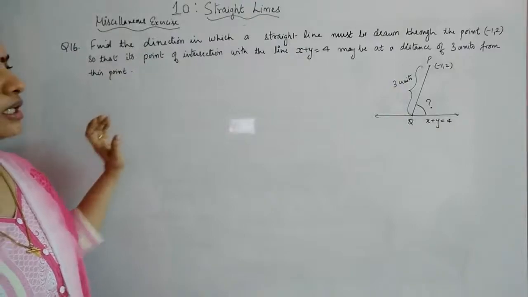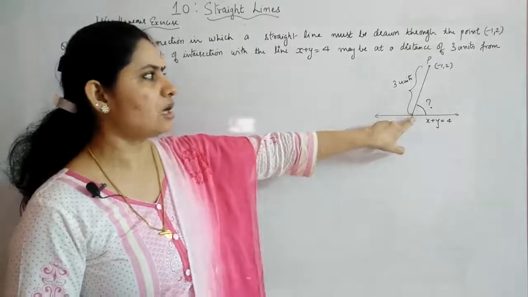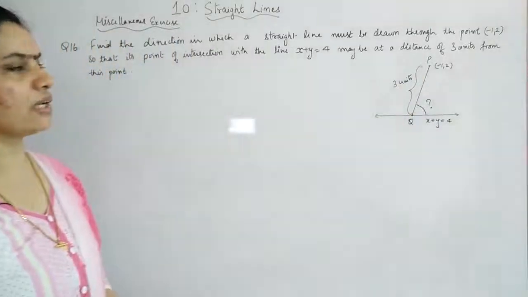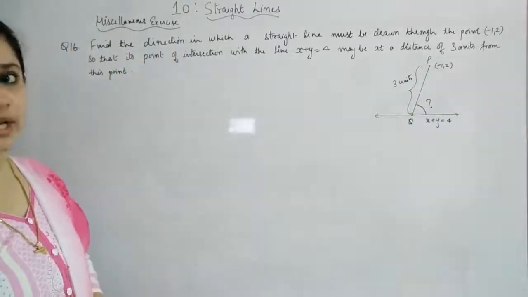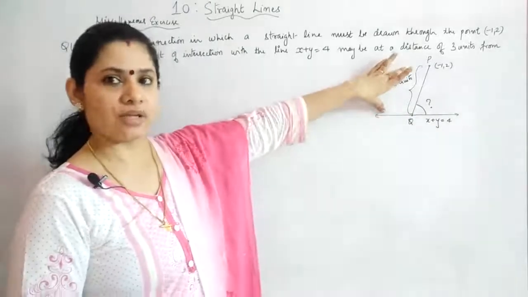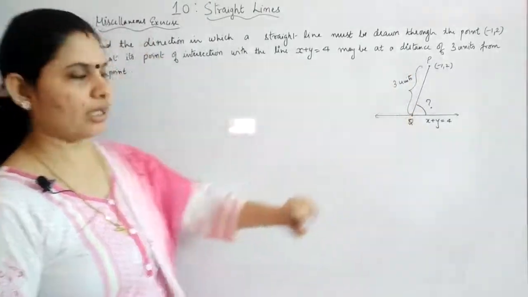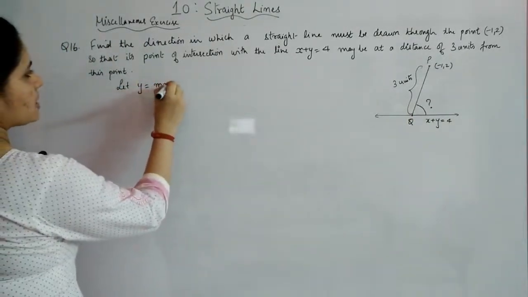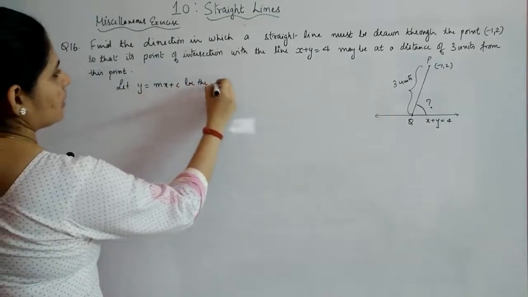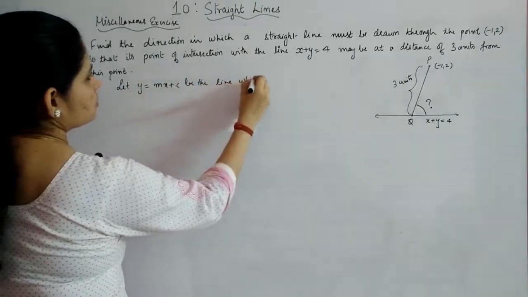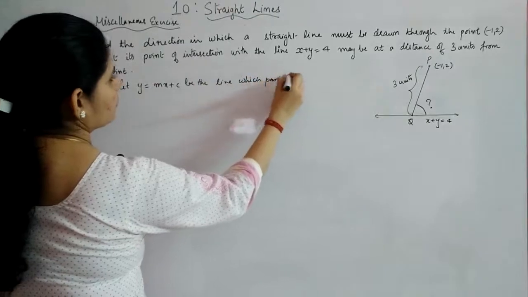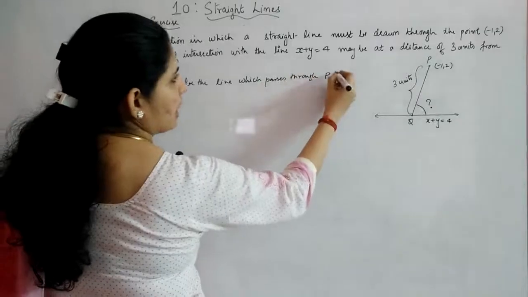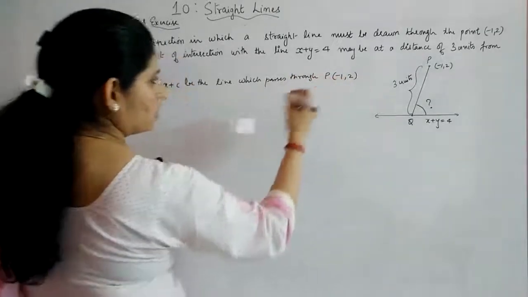So first what we are doing is we will find out the point of intersection of this line which we don't know and the other line which is given, x plus y equal to 4. Our purpose is to find out this line, and then solving the two will give you the point of intersection. So let y equal to mx plus c be the line which passes through the point P. I have taken P as the point -1, 2.